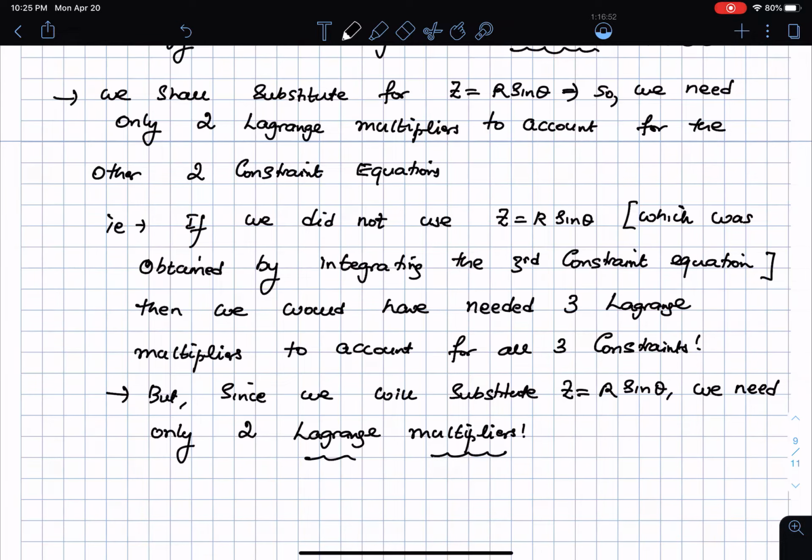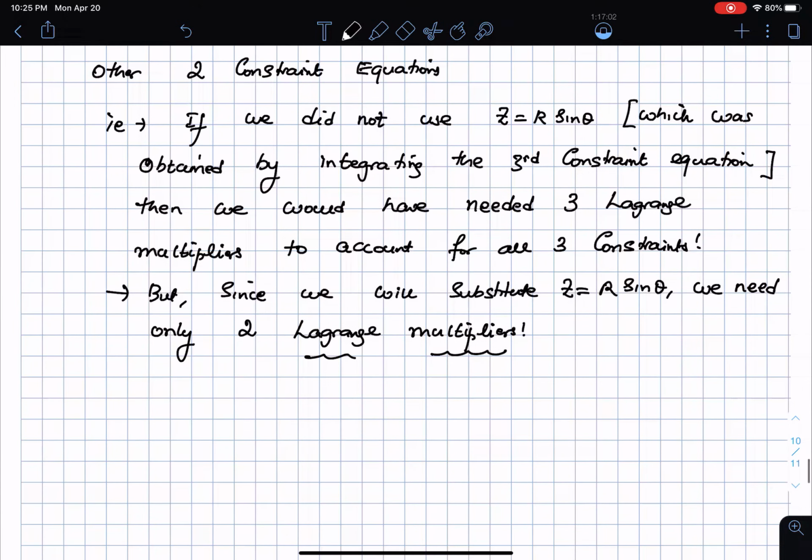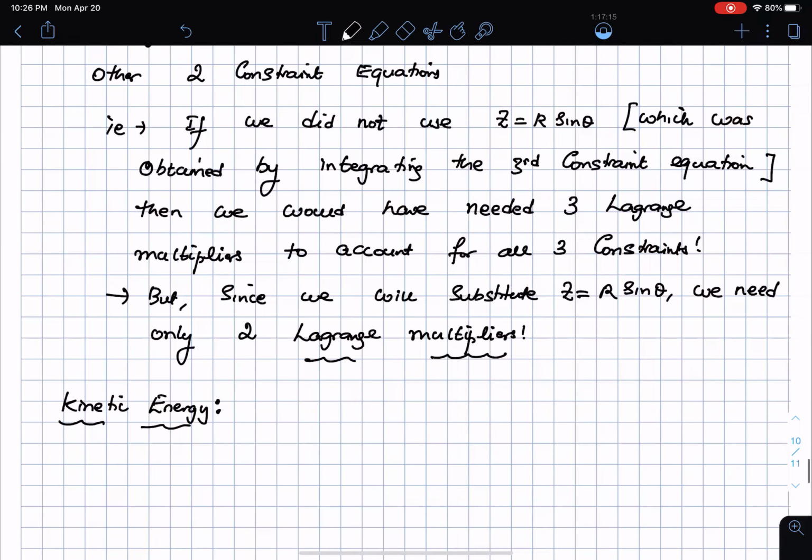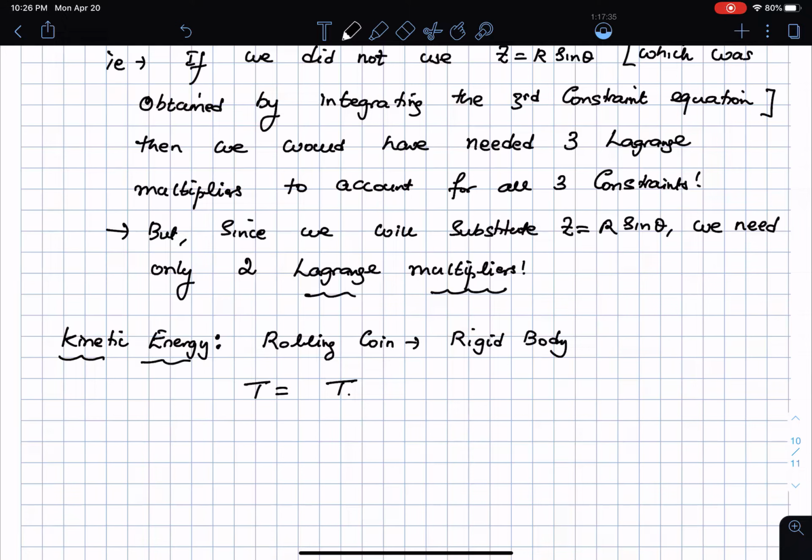All right, so this is almost there, maybe 10 more minutes and then I'll be done with this problem. So the first thing I'm going to write is the kinetic energy, T. First of all, we have to make sure that this is a rigid body. The rolling coin is a rigid body, which means that T is going to be T translation plus T rotation.